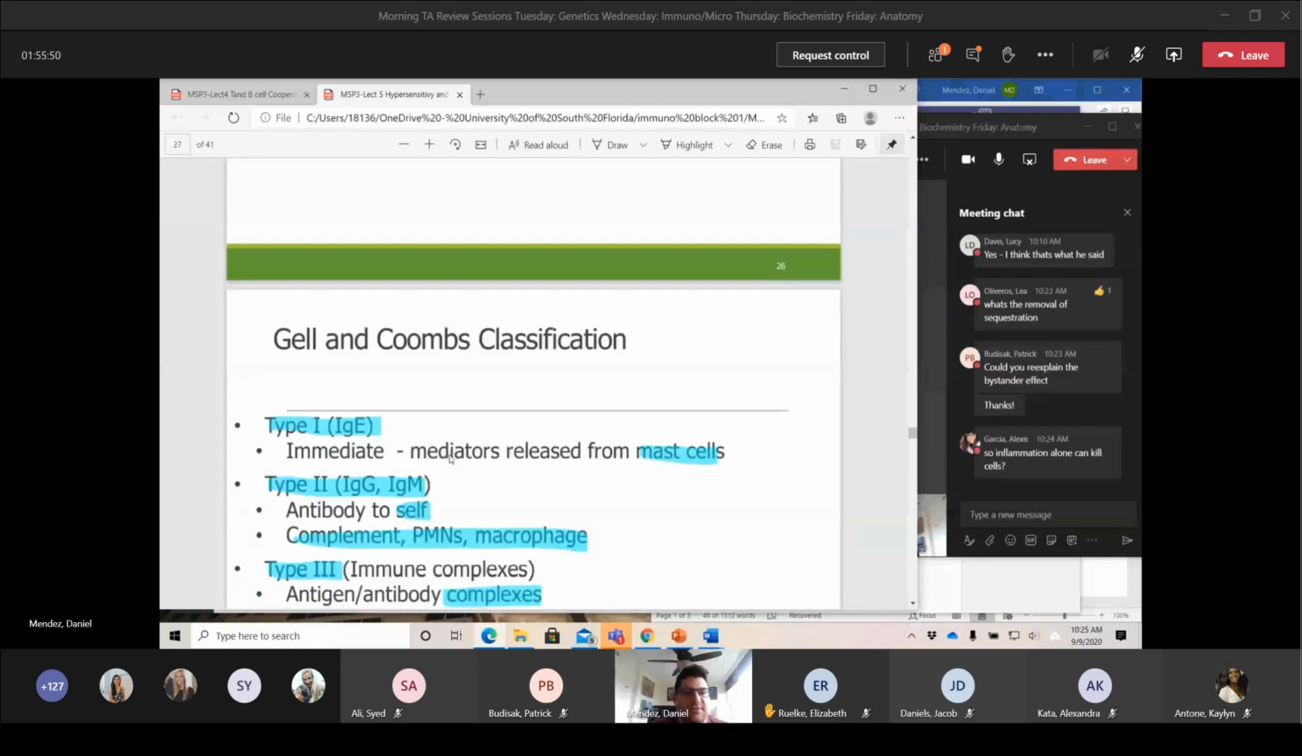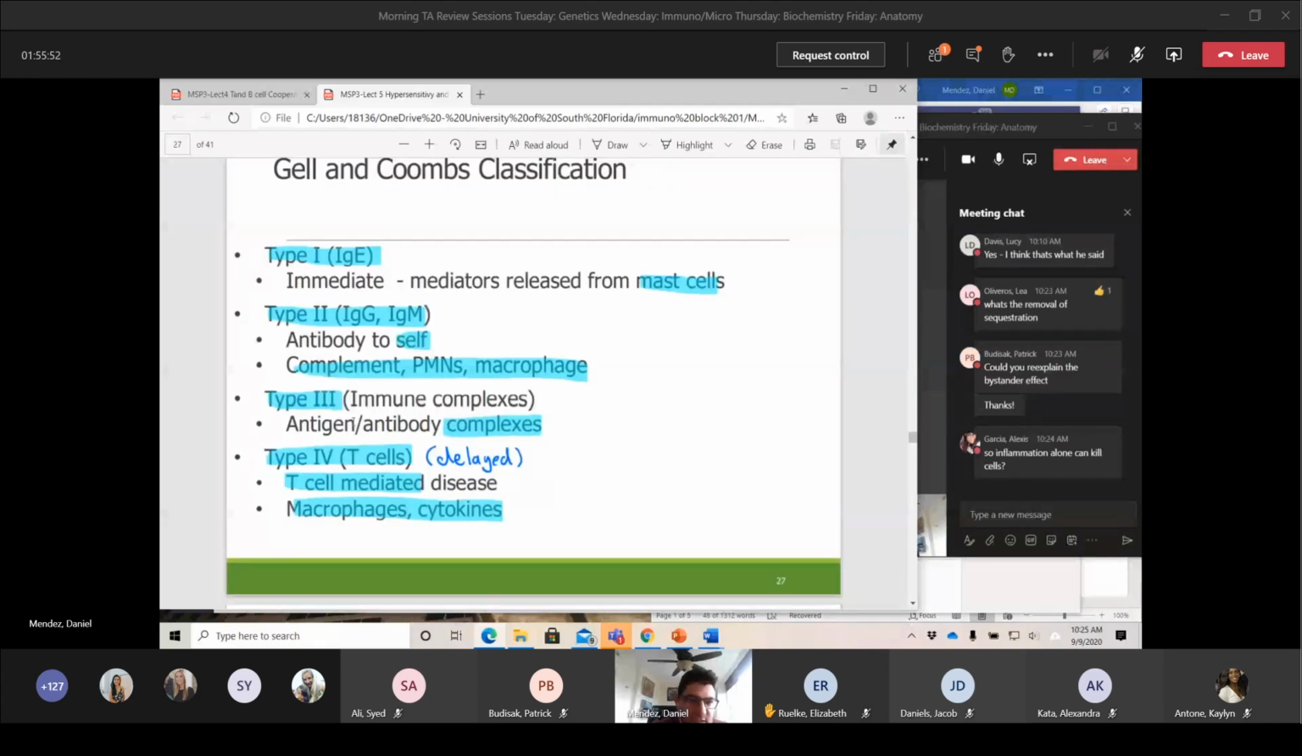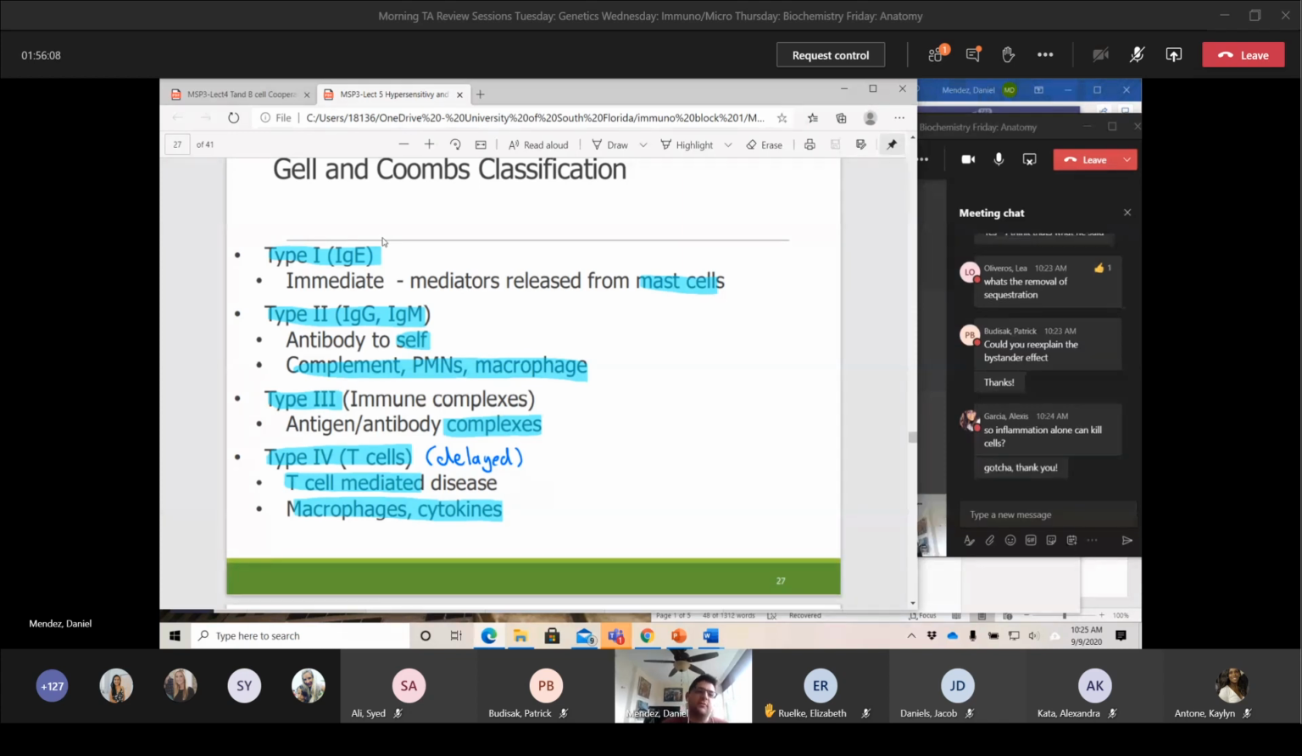So Gell and Coombs classification, we have four different types right here. Type one is IgE, allergy related. So anything that's allergy. It's a very quick response, but you also do have that latent response. Type two, this is going to be antibody to self. So this is when you're creating an IgG or an IgM to your own organs or to your own tissues.